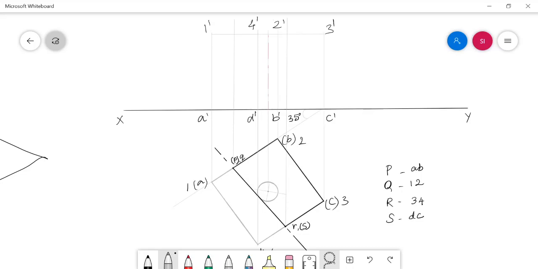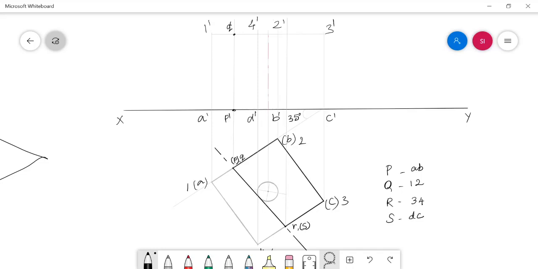So this projector is crossing AB here. So I have to drop the point P here as P dash, and the point Q can be located when this projector intersects 1 2. Here the 1 dash 2 dash is there. So I need to drop the point Q here as Q dash.